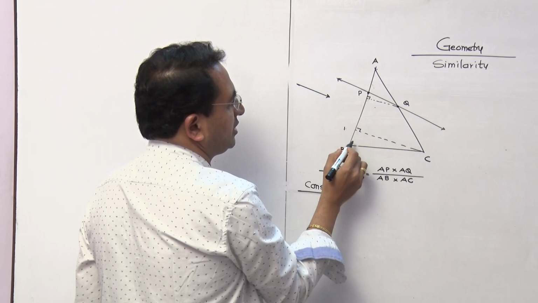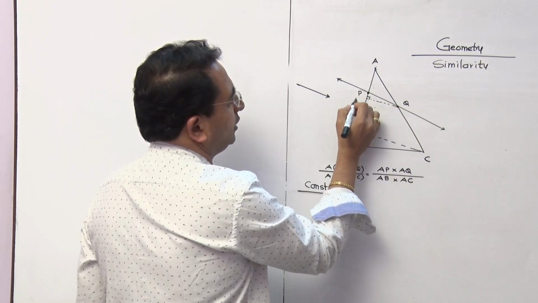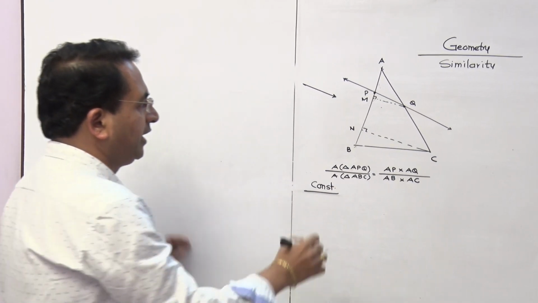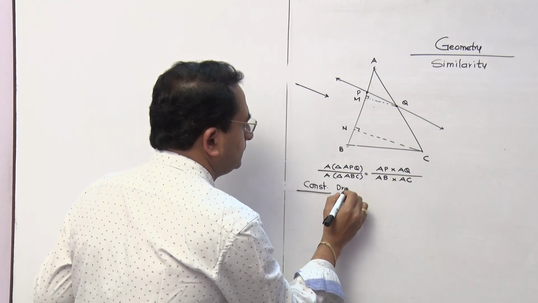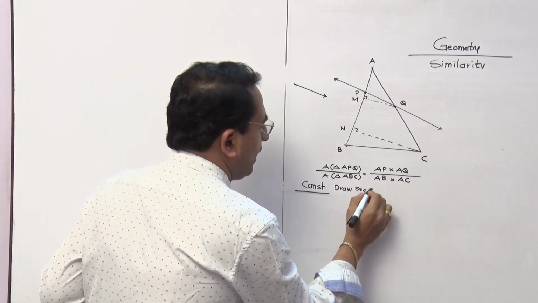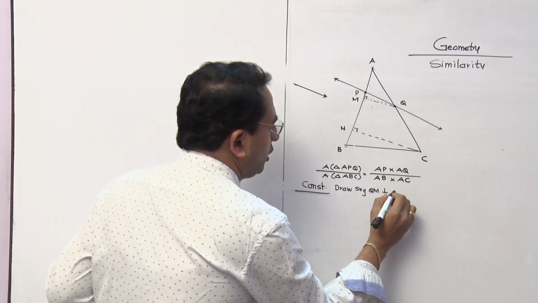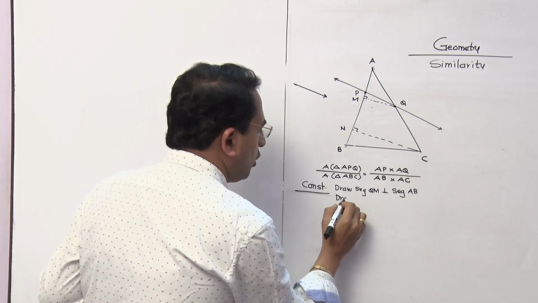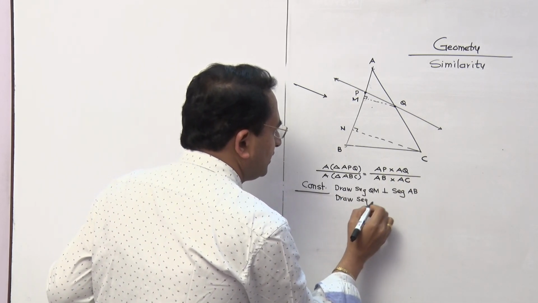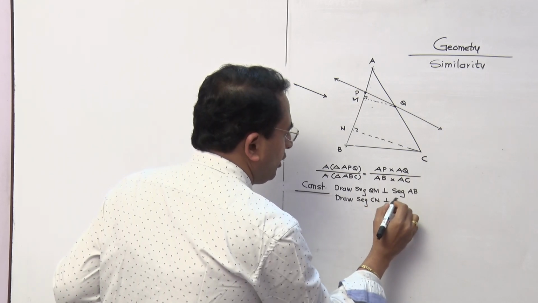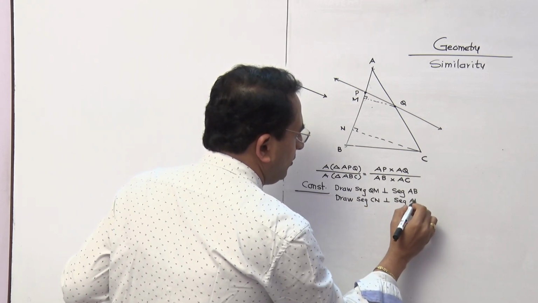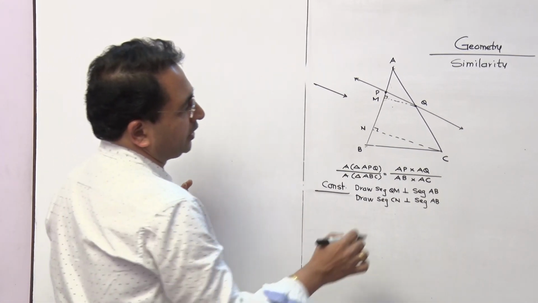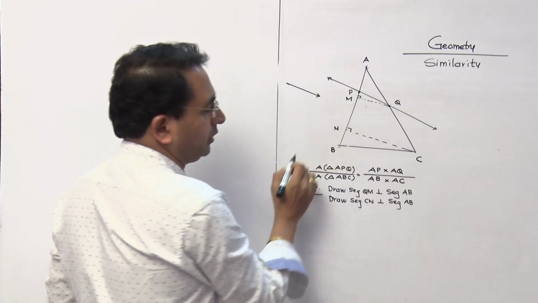So this one I will consider in triangle APQ, this I will consider as M and this is N. So I am writing a construction here: draw segment QM perpendicular to segment AB, and draw one more segment, that is CN, perpendicular to segment AB. So the triangles are seen here. Now if you see this, this is the height of the triangle.